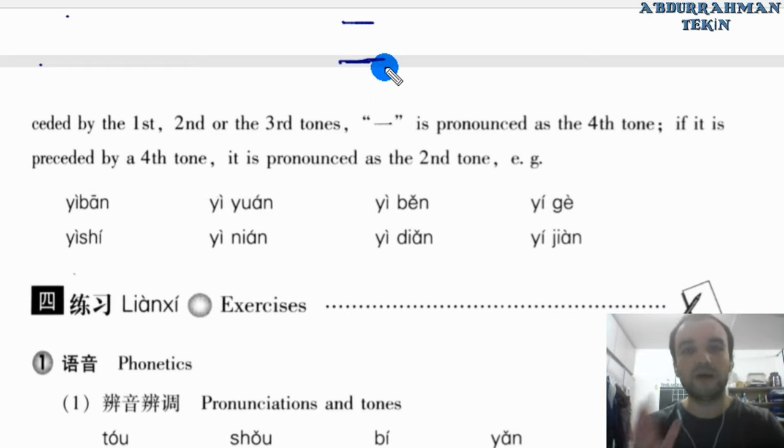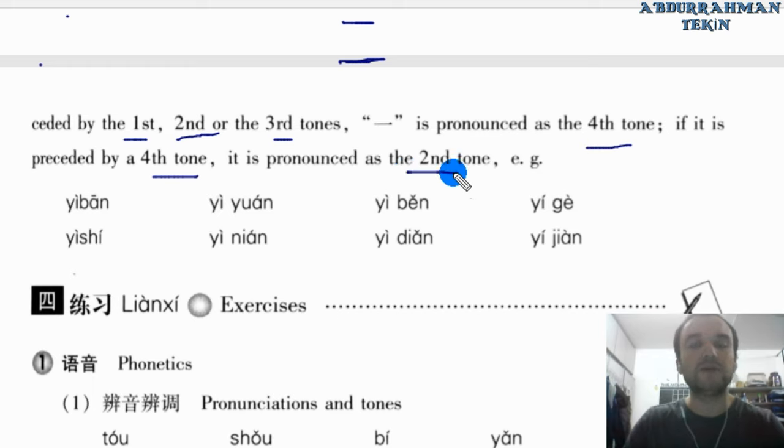Like 1, 2, 3, 4, 5, 6, 7, 8, 9, 10. Like this. But when we say one student, one bowl, something like this, the tone is changed. If there is a first tone, second tone, or third tone after 一, it becomes the fourth tone. But if there is a fourth tone after 一, it becomes the second tone.